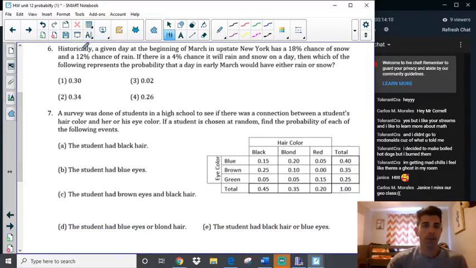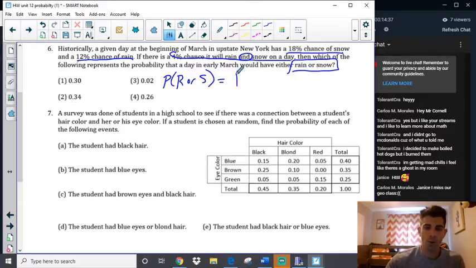Okay, historically on a given day at the beginning of March in upstate New York has an 18% chance of snow, 12% chance of rain, 4% it will rain and snow on a day. Then which of the following represents the probability that a day in early March would have either rain or snow? Okay, probability of rain or snow is probability of rain plus the probability of snow minus the probability of rain and snow.